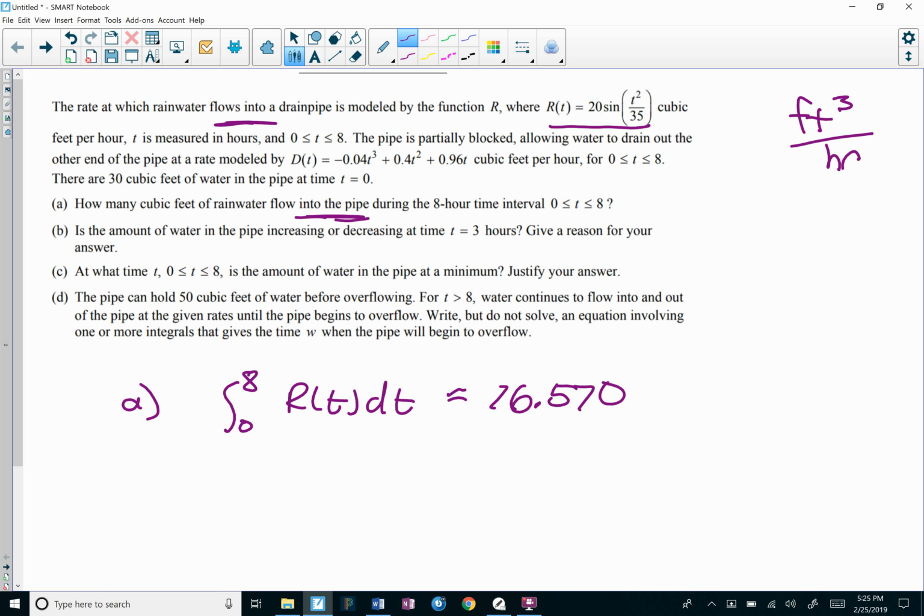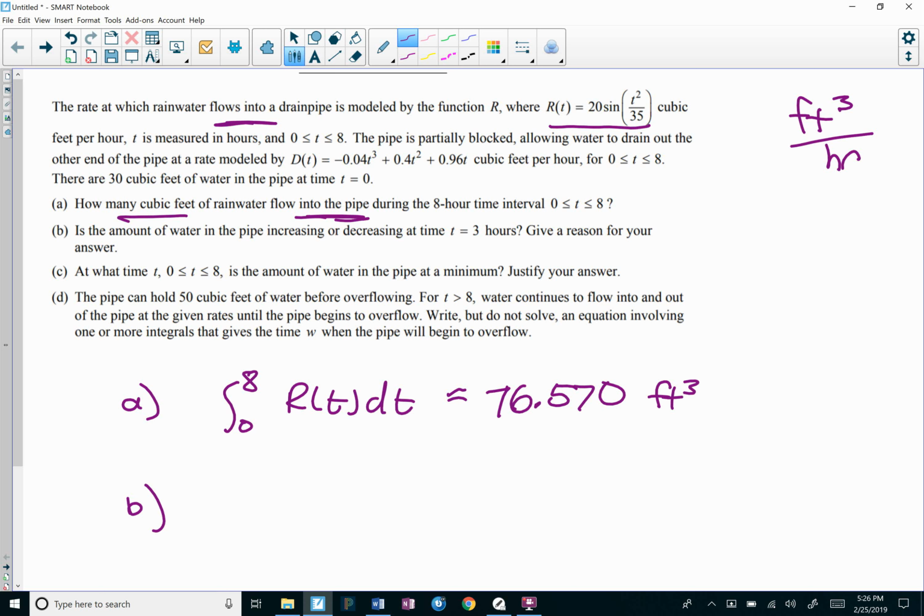We're going to be getting 76.570. Sorry, I'm using a different stylus, so it's not quite working great. We don't need units because they give it in the actual problem, but it always helps. That was worth 2 points. Okay, part B.